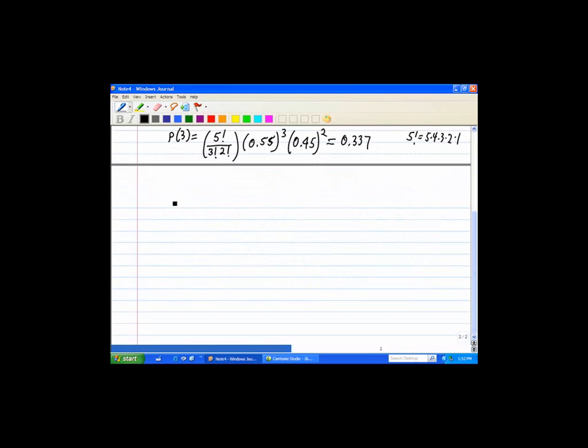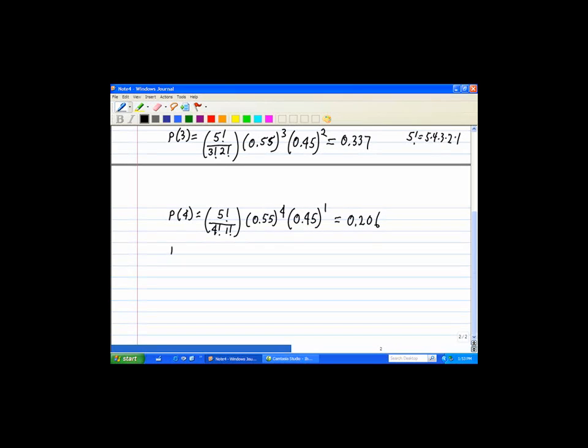So the probability of 4, following a similar process, will be 5 factorial over 4 factorial and 1 factorial, times 0.55 raised to the 4th power, that's the number of wins, times 0.45 raised to the 1st power, and this evaluates to 0.206.